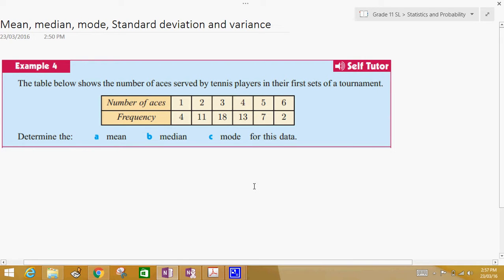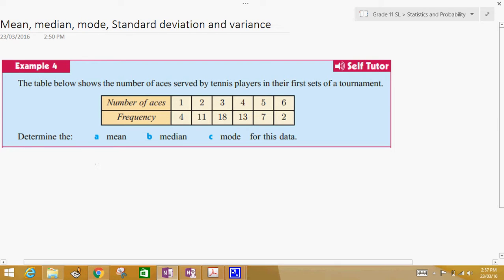Today we're going to be looking at how to find the mean, median, mode, standard deviation, and variance. Now typically these are paper 2 kinds of questions where you have to use your calculator to find the answer, but there have been cases where it's been on a paper 1 with no calculator. So let's just quickly go over our definitions again.